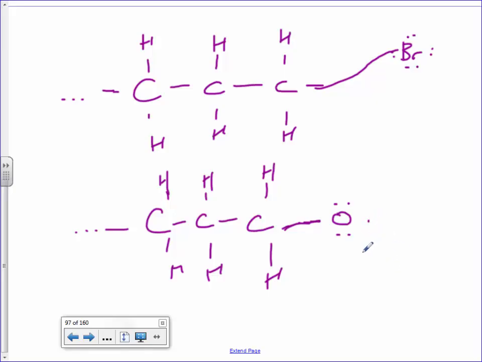Now, there's a lot of different ways that oxygen can keep going. Sometimes it can keep going and attach to more carbons. That's called an ether, and we don't actually cover that in this course. But for what we're going to do today, we're just going to attach an extra hydrogen to the end and kind of finish off the molecule. And this is known as an alcohol.